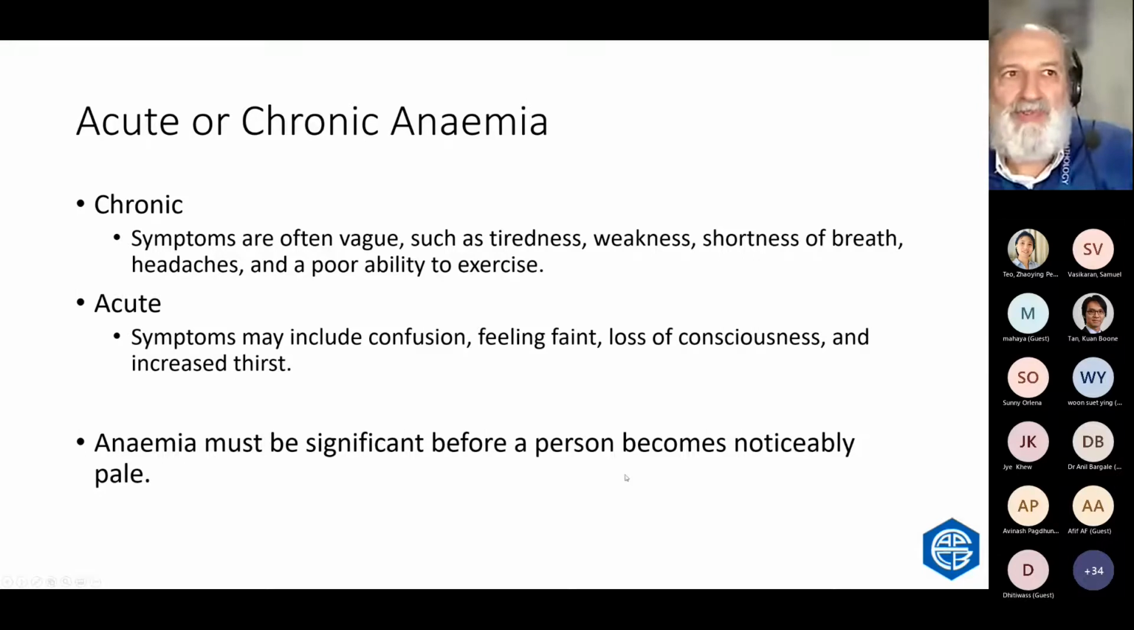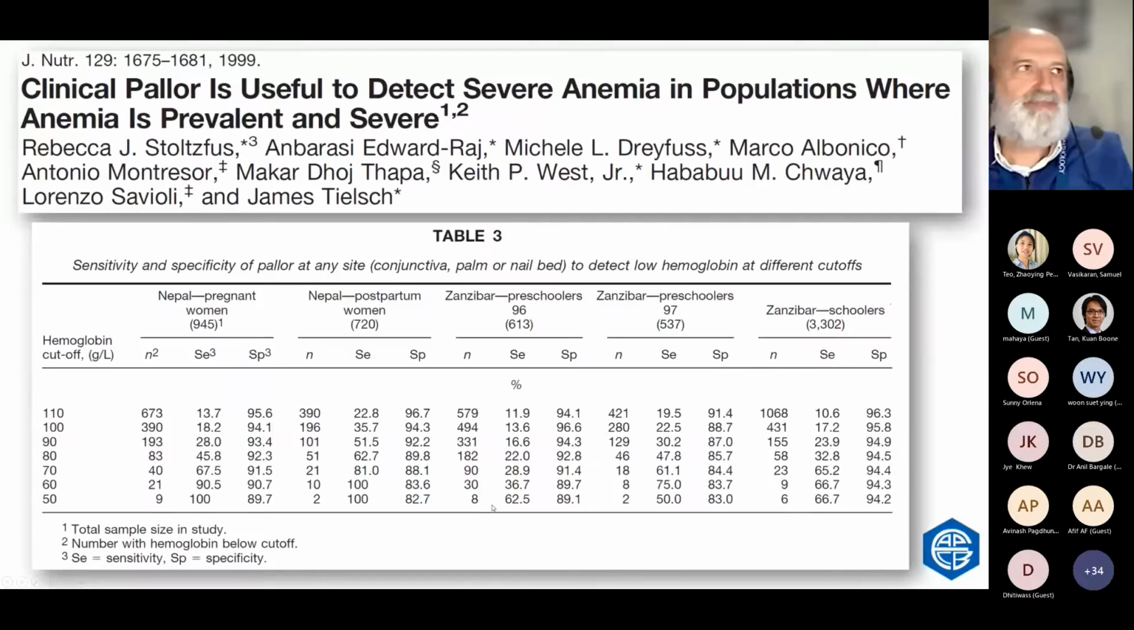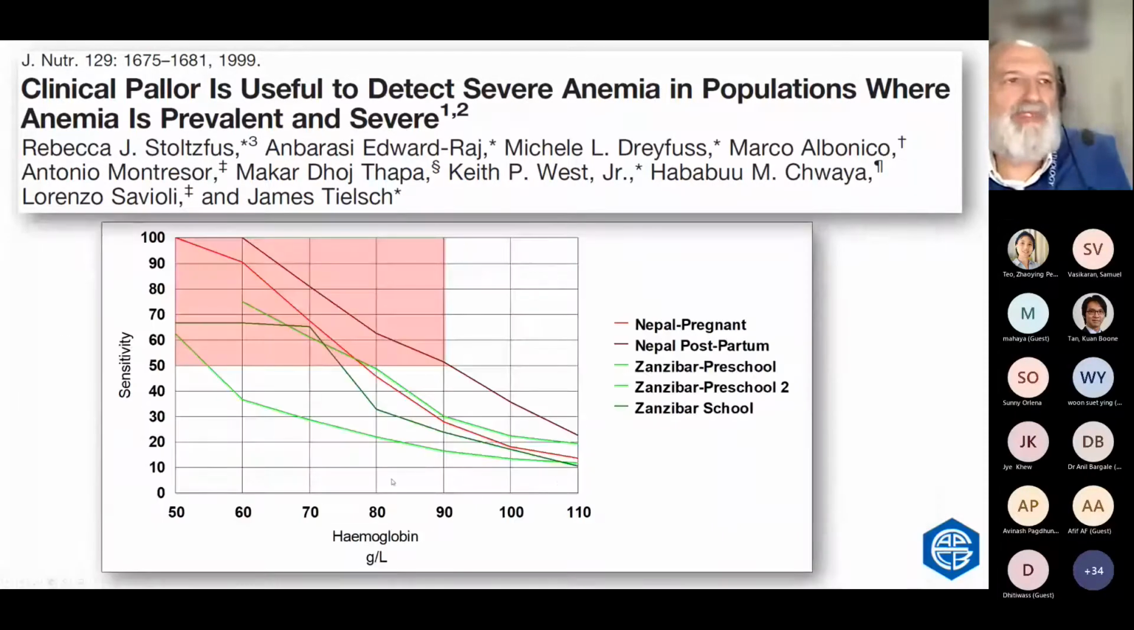But generally, anemia must be severe and significant before a person becomes noticeably pale. So you could see it. This was a study that looked at the ability to pick up anemia through either the conjunctiva or palms or nail beds at different hemoglobin levels. And what they virtually showed was that to pick up more than 50% of anemic patients, the hemoglobin would have to be under 90 at best.